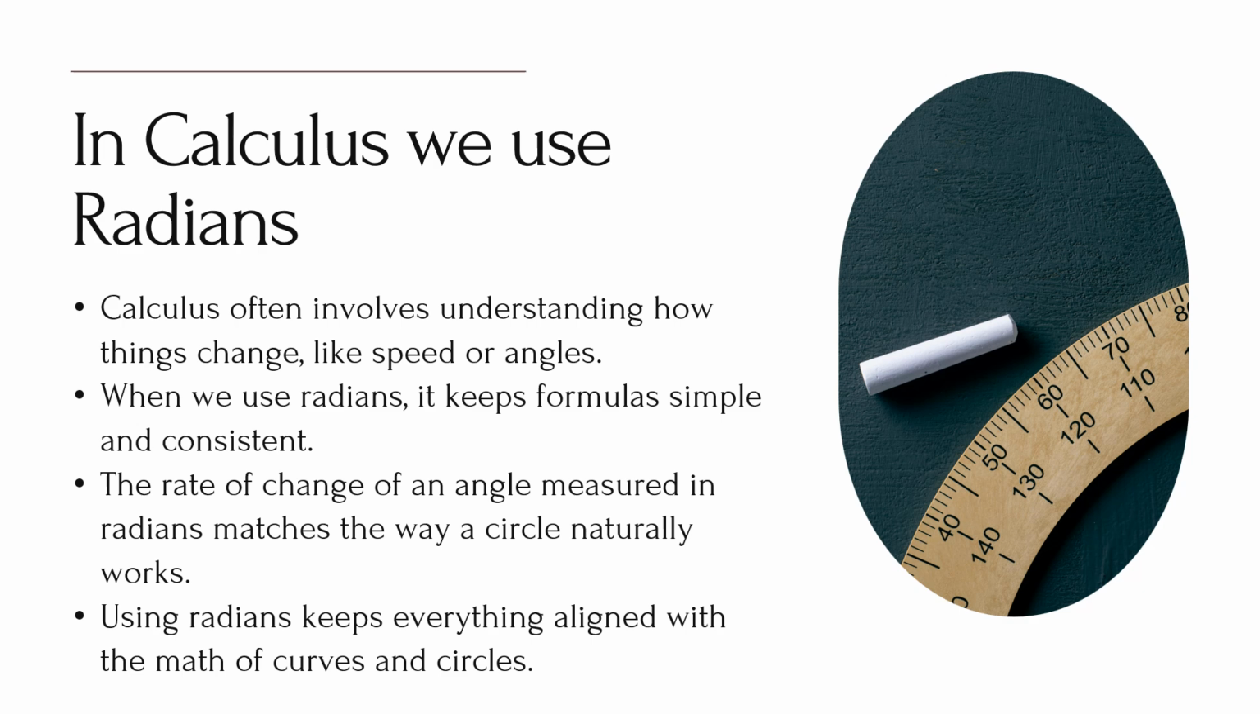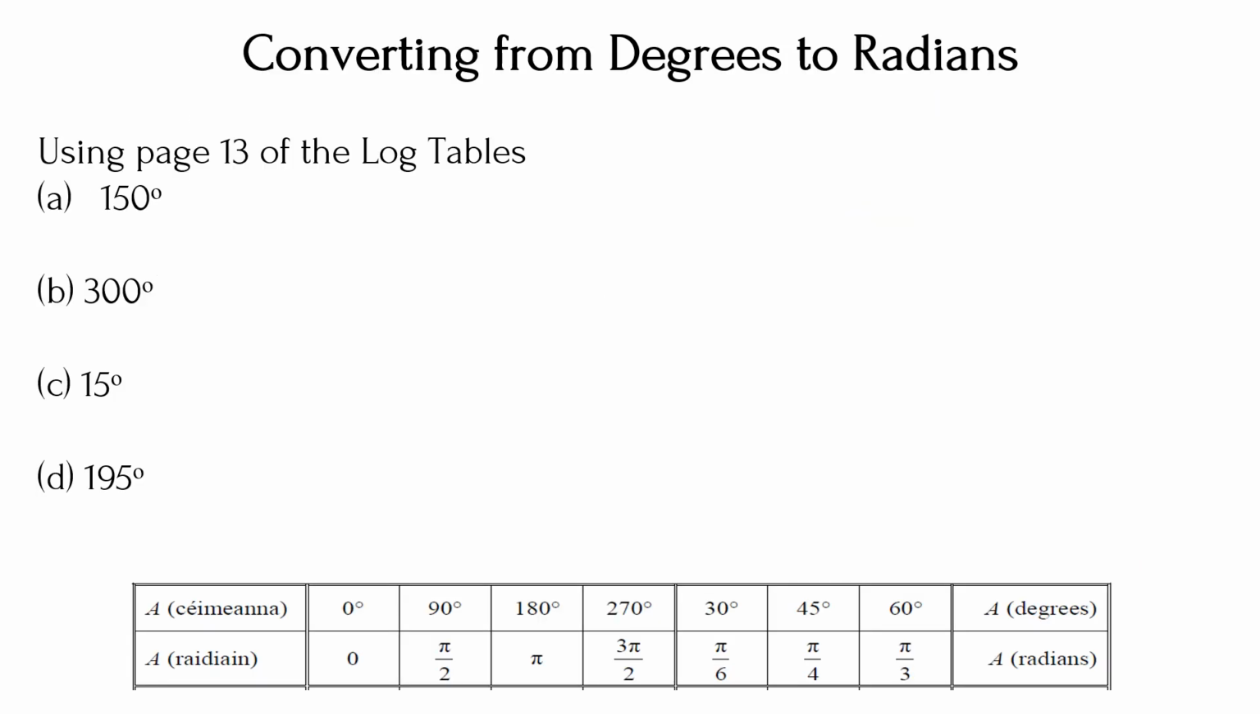In calculus, we use radians because we're looking at how things change. So it's important that if we're talking about how things change, we're talking about how they change in relation to what they're in. So for example, the angle changing in relation to the circle. That would be important for us. So we're going to look at some questions now. I'm going to jump straight in using page 13 first, and then we'll work on some calculations using a conversion. I'm going to show you how this page 13 is so useful.